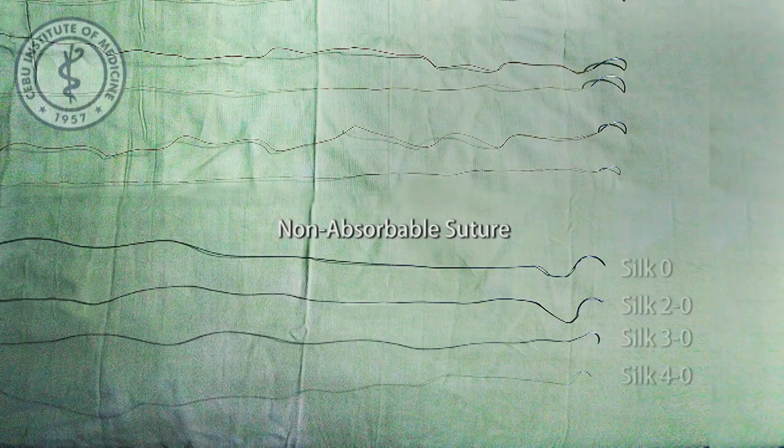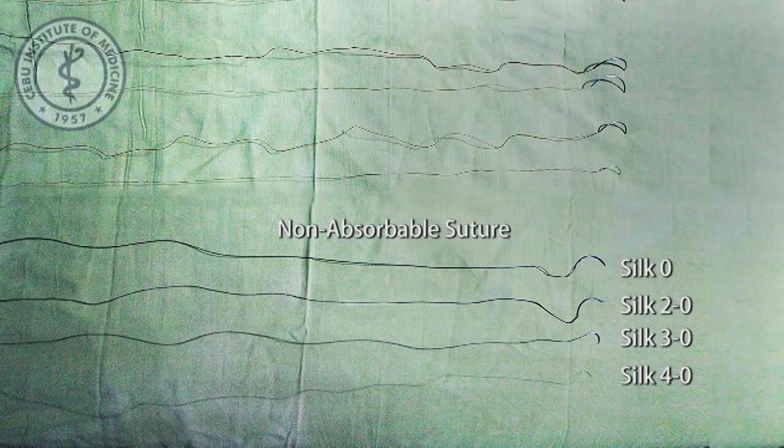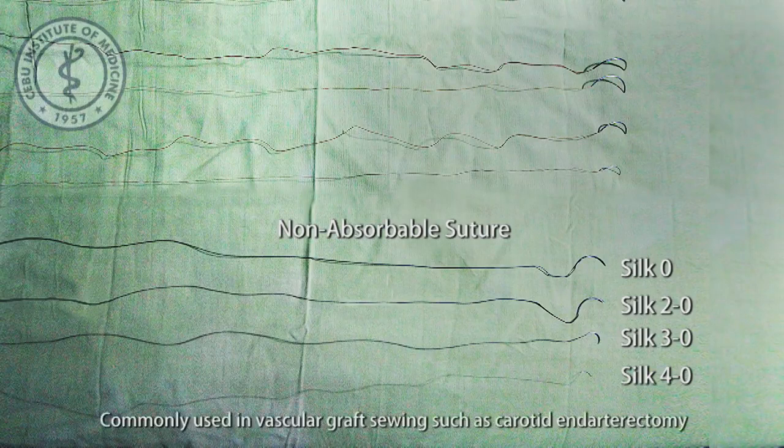Non-absorbable suture is suture that needs to be removed; however, when used in the body, it will be retained inside the tissue, examples of which are silk and nylon. Silk 4-0, commonly used in vascular graft sewing such as carotid endarterectomy.